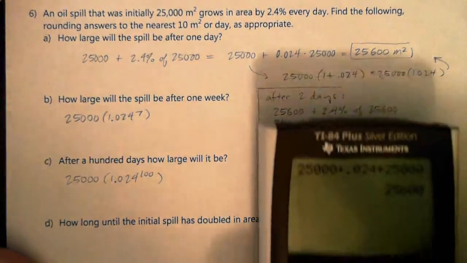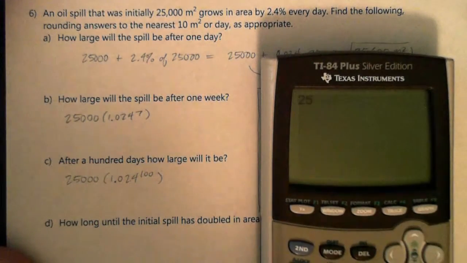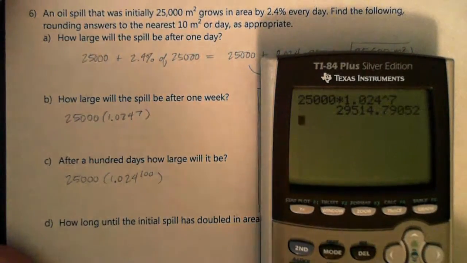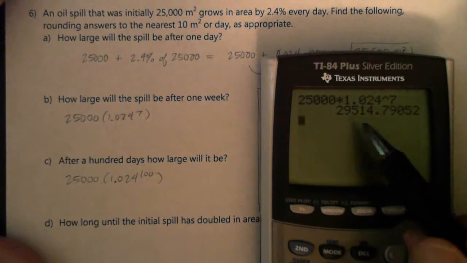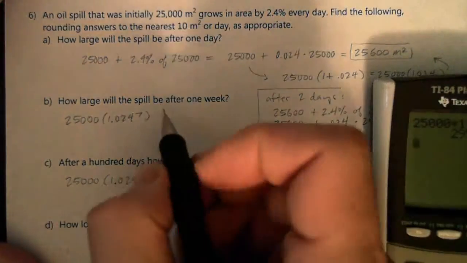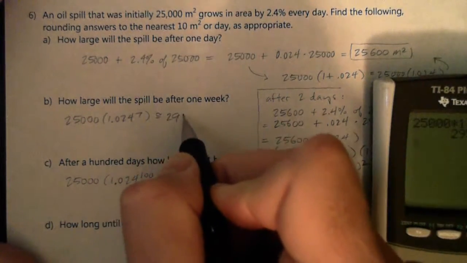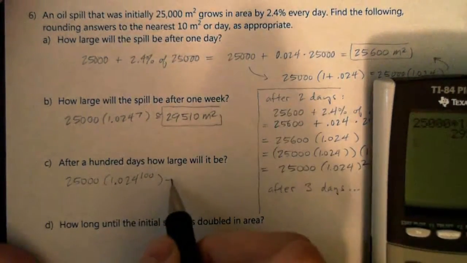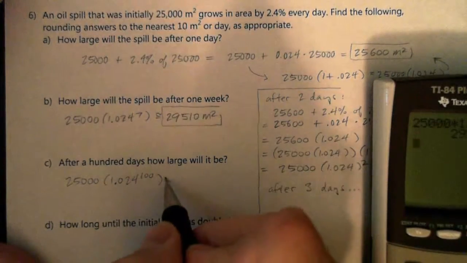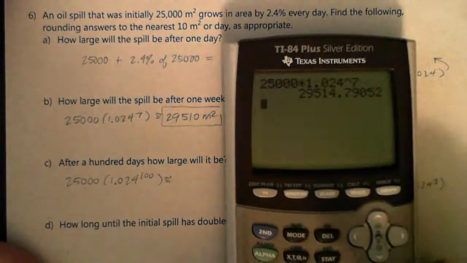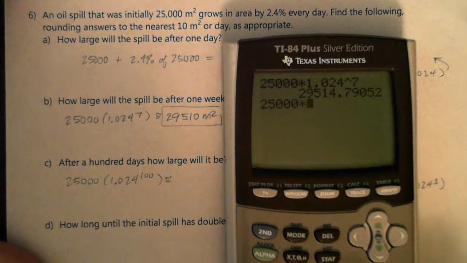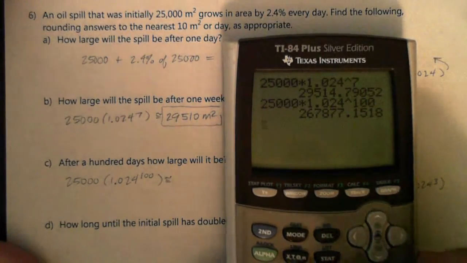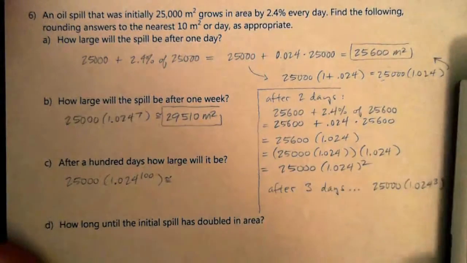And let's go ahead and calculate those. So to the nearest 10 square meters, this would be 29,510. And let's see what this one's going to be to the 100th. $267,880 to the nearest 10 square meters.